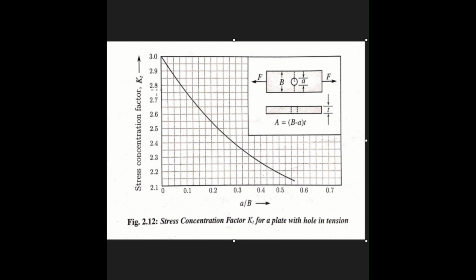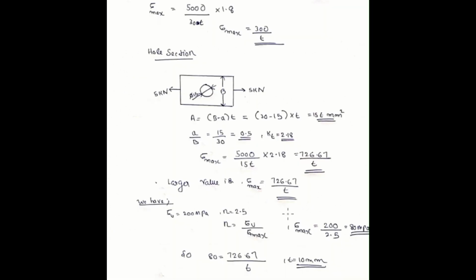You should check the data book now. Then you will get the value. There is all this detail in the data book. You need not learn the whole equation. It's all written down there in the data book. Okay, so I got KT from the graph as 2.18 for the hole section. Then, just like the usual step, we substitute in our actual equation for sigma max. We got 726.67 by t.